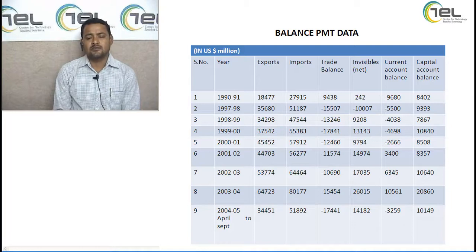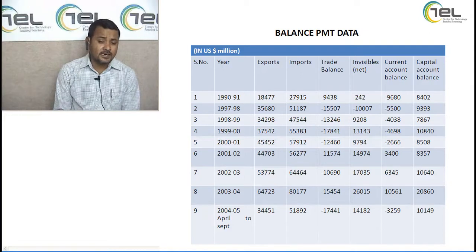But in 1997-98, the situation improved drastically. Exports became almost double, imports have slightly come down, trade balance is still very large in negative terms, but overall you found that there is a surplus amount in the BOP. The thing continued. You can see that both the invisibles and services are negative in 97-98.